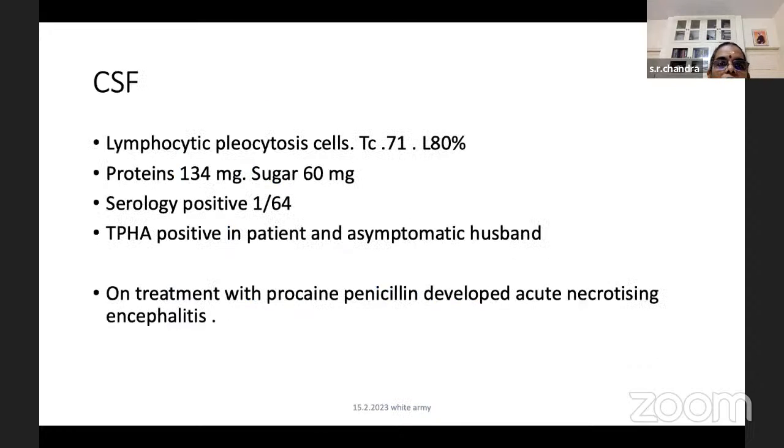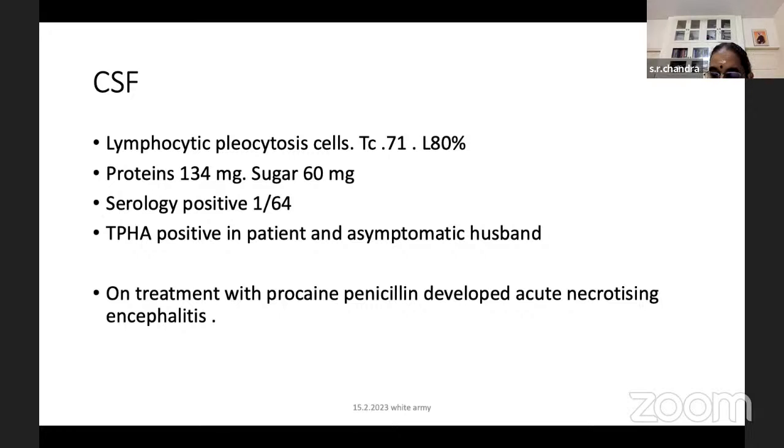So CSF showed lymphocytic pleocytosis. The clue is the tongue. In this patient, the clue is the tongue. So we saw clues in the skin. We saw clues in the muscle. Now this is the tongue as a clue. Lymphocytic pleocytosis, protein 134, sugar 60, serology positive, TPHA positive, in the asymptomatic husband also.